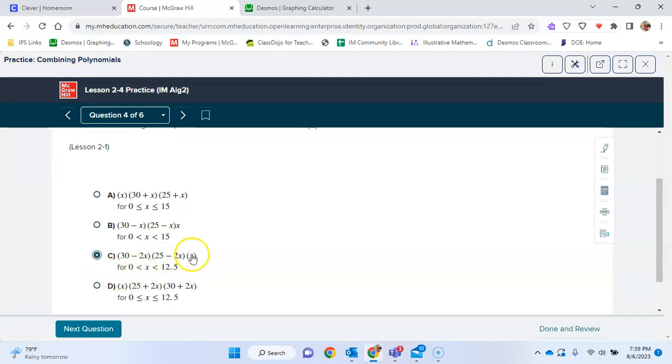To find the reasonable domain, the width is 25 minus 2 times x, so 2 times 12.5 is 25, so that would be 25 minus 25, which is 0.